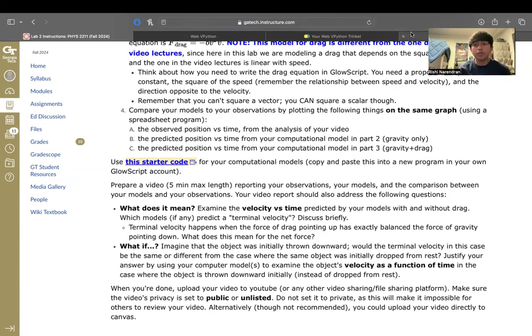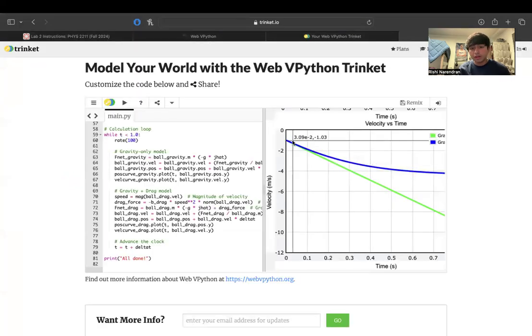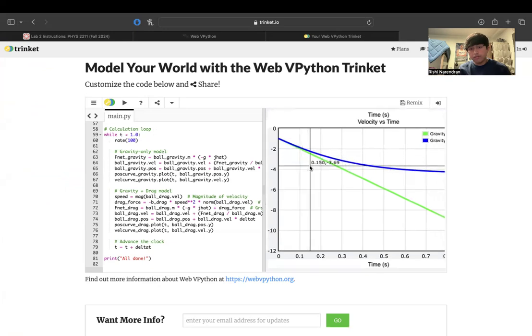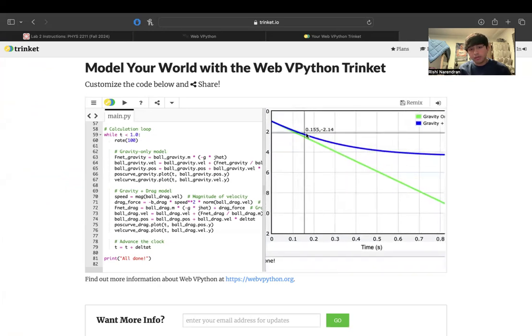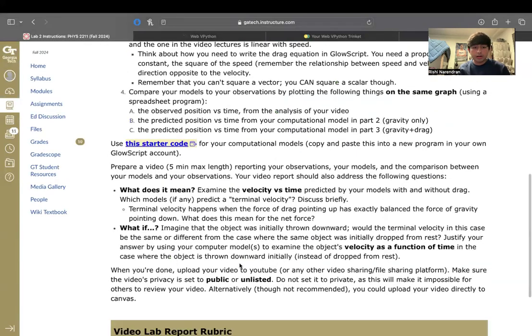I actually created a computational model to explain this. Here, notice how over time the velocity becomes constant in the gravity plus drag because of the terminal velocity. This would take a lot less time because the velocity is already at a value as opposed to 0. So getting to a terminal velocity would take less time. That's basically the entirety of my lab report.